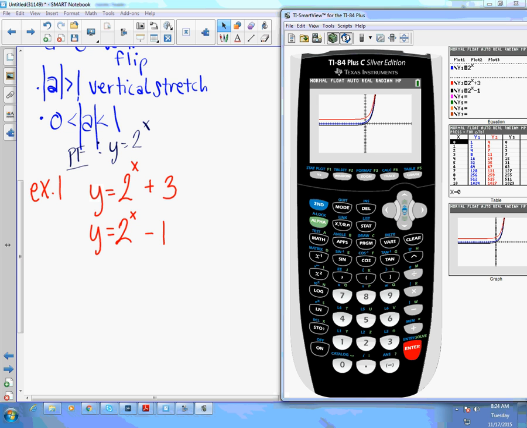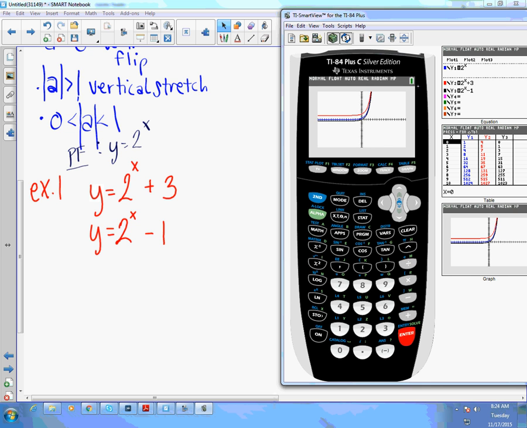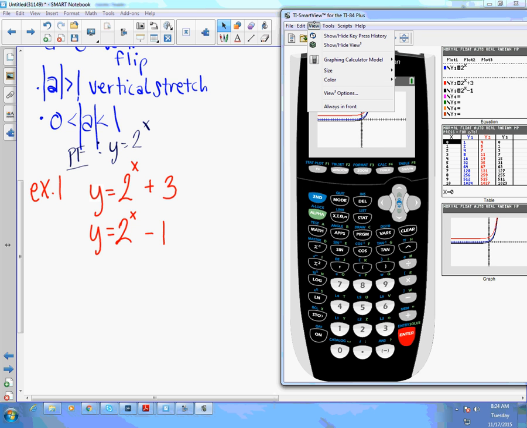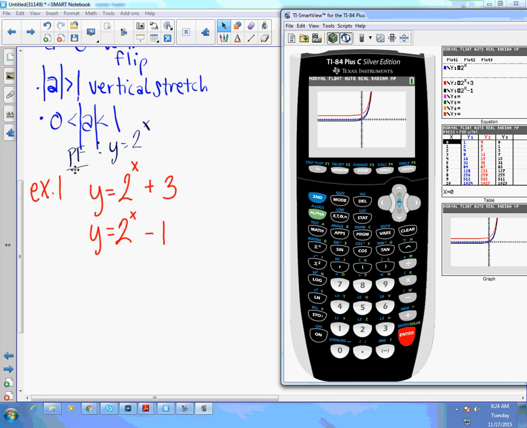Let me make this bigger. Size large. That's not large at all. This is big enough to get mine. So you should have what you want.